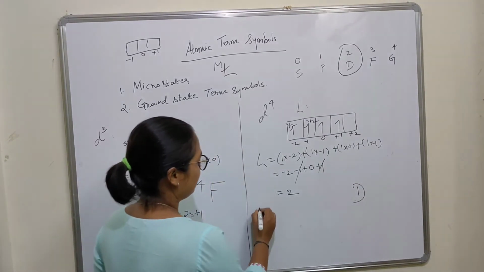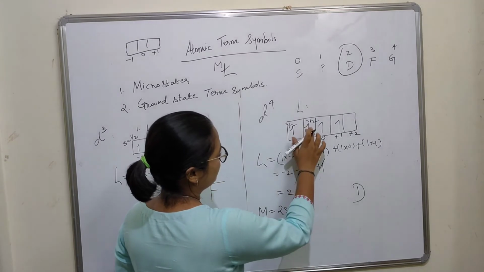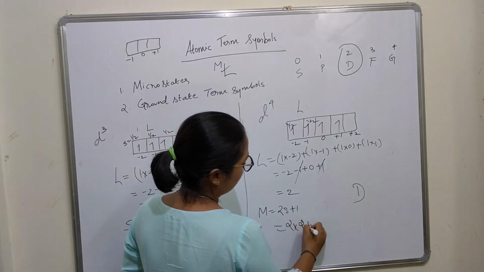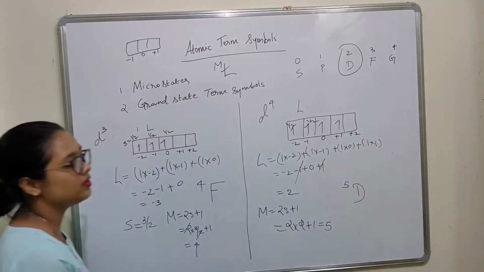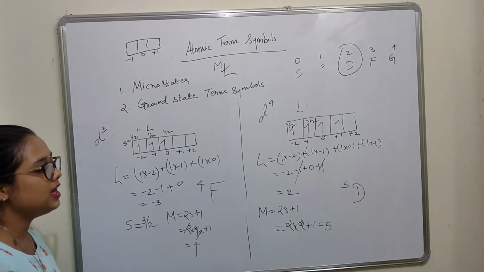Fine. Let's calculate M. We have 2S plus 1. What is S? Half plus half plus half plus half. So S will be 2. 2 into 2 plus 1, that will be 5. Okay, so for D4, the term symbol is going to be D5.